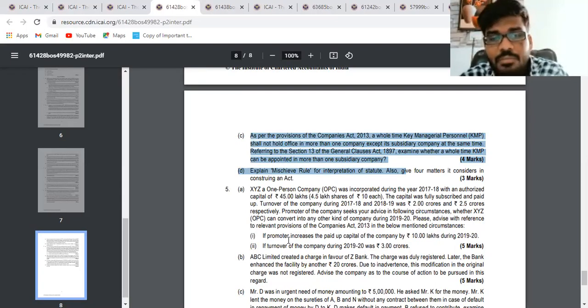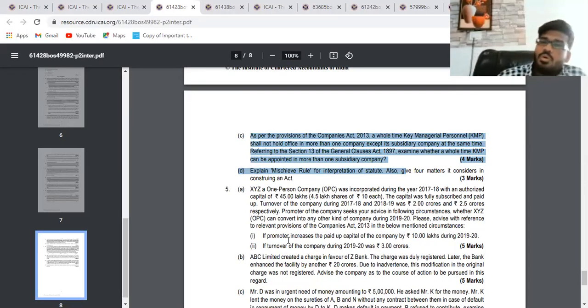At the same time, referring to Section 13 of the General Clauses Act 1897, examine whether the whole-time key managerial person can be appointed in more than one subsidiary company. This is the question, sir. What is the question here? Listen carefully.